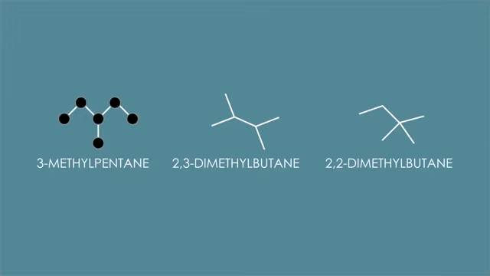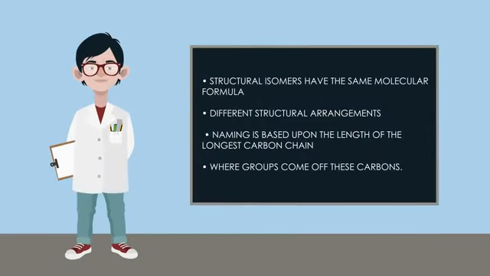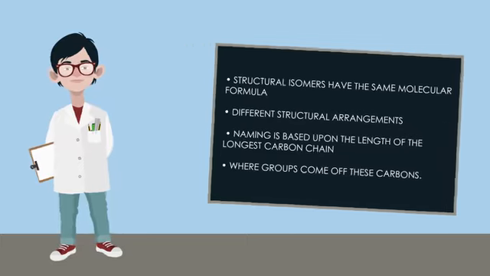And there are 2 more structural isomers based on butane, with only 4 carbon atoms in the longest chain, 2,3-dimethylbutane and 2,2-dimethylbutane. So from this video, you should know that structural isomers have the same molecular formula but different structural arrangement, and that naming is based on the length of the longest carbon chain and on where the groups come off this chain.